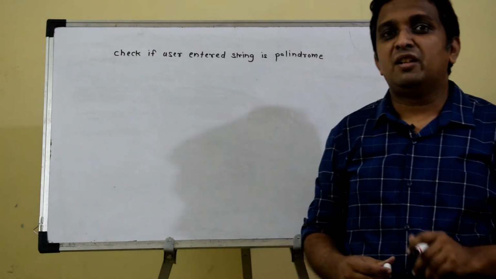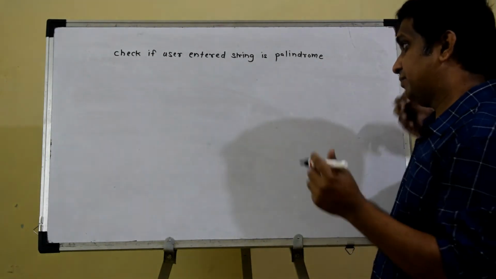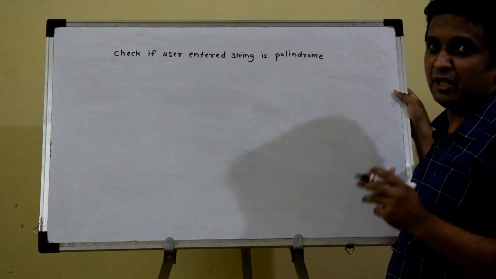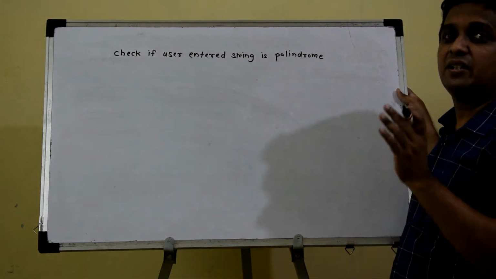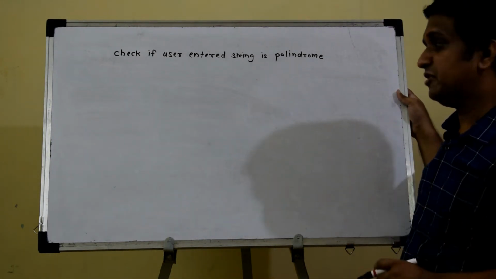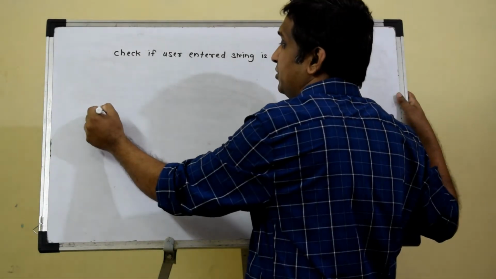The program is to check whether a user entered string is a palindrome or not. So first of all, what is a palindrome string? A palindrome string is a string for which the reverse of that string equals the original string. An example of a palindrome string is level.